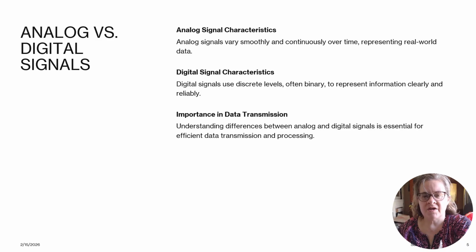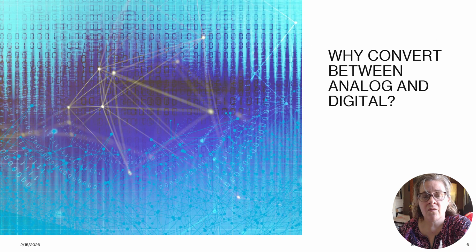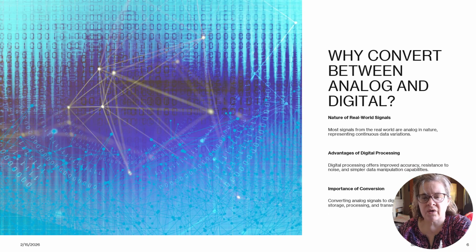Analog signals are continuous and vary smoothly over time, while digital signals represent data as discrete levels, typically binary, like 0 or 1. Understanding the differences is key to data transmission and processing. Conversion is essential because real-world signals are often analog, but digital processing and storage provide advantages like accuracy, noise resistance, and ease of manipulation.